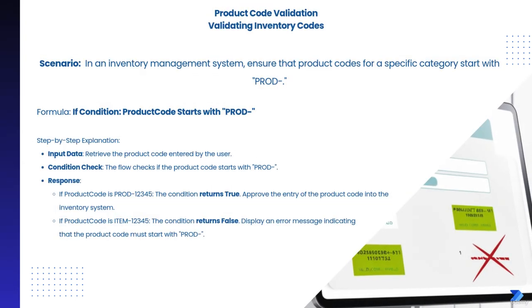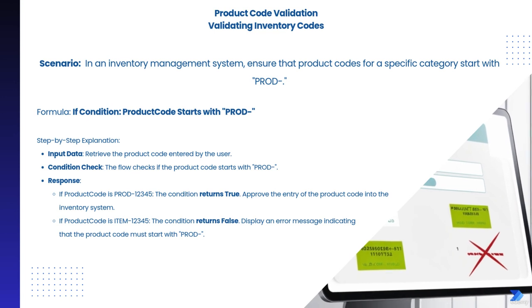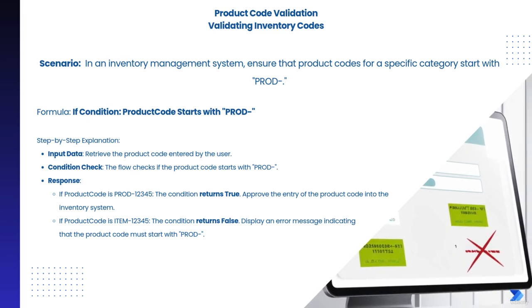Example 2. Product code validation. Scenario. In an inventory management system, you want to ensure that product codes for a specific category start with prod-. The flow checks if the entered product code starts with this prefix. Formula. If condition. Product code starts with prod-.